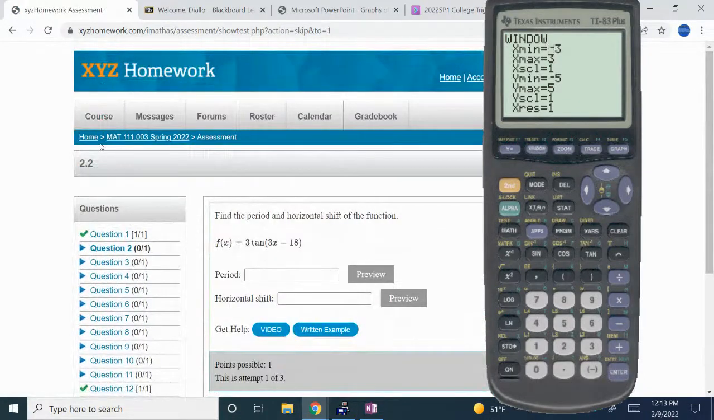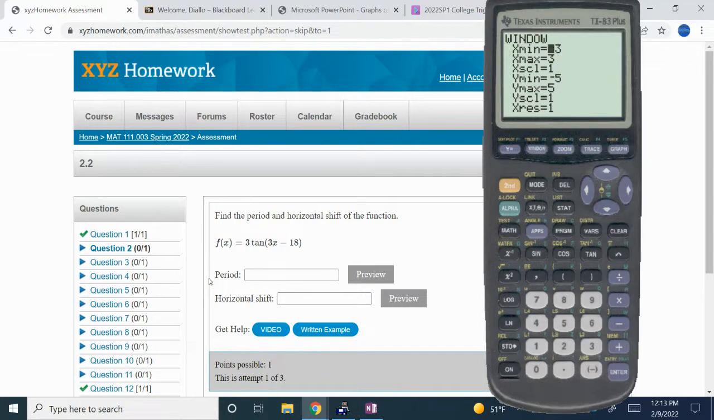Let's see, there were some other problems. For example, problem number 2, right? You're asking for period and the horizontal shift. Right, for this problem, we're given 3 times the tangent of 3x minus 18. We have to find the period and the horizontal shift.